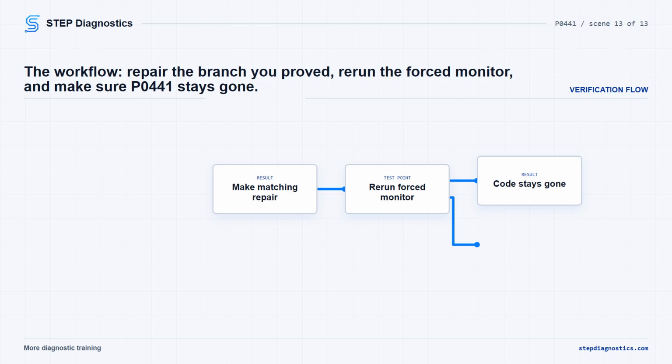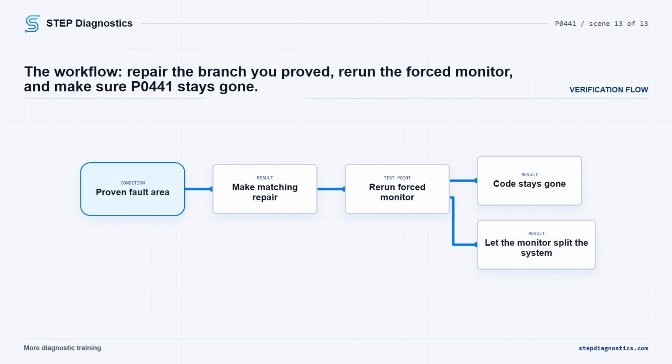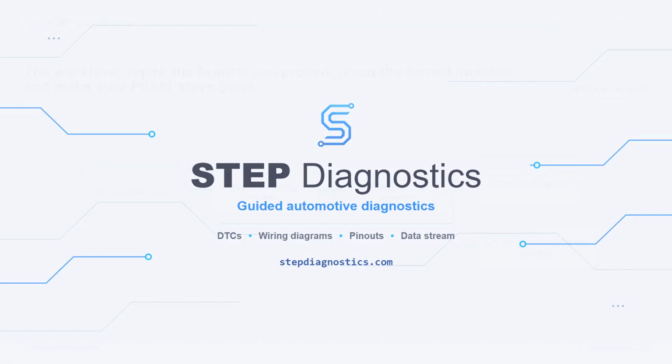The takeaway on P0441 is to let the forced monitor tell you which side of the EVAP system to work on, then prove the restriction, sensor signal, 5-volt supply, or purge vacuum problem before replacing parts.